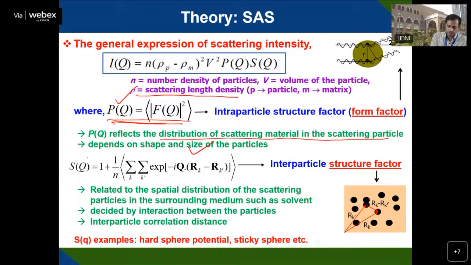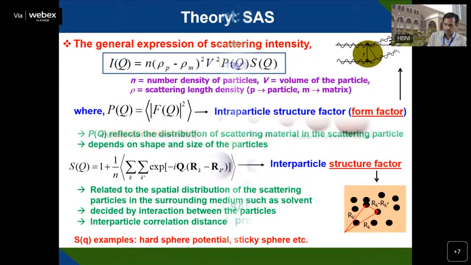For S(Q), that is mainly called the structure factor. That will give the interparticle interaction, so one particle's interaction with another particle. It is related to the spatial distribution of the scattering particles in the surrounding medium. If you have a solvent and different particles in the solvent, then how one particle interacts with another, that information you will get. It is decided mainly by interaction between the particles, and you will get an interparticle correlation distance in this case.